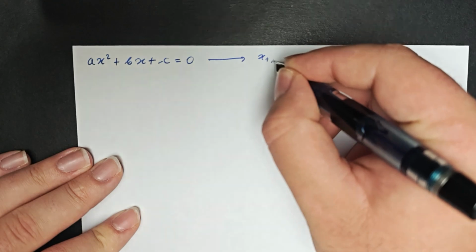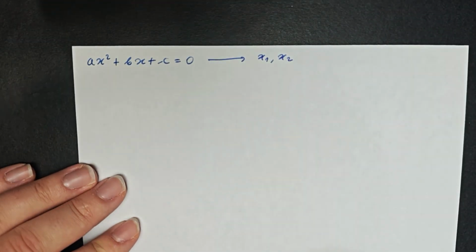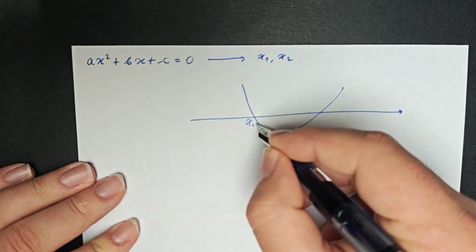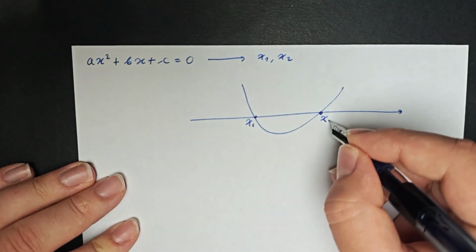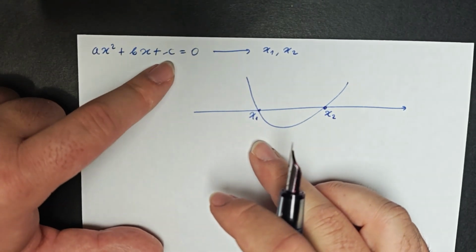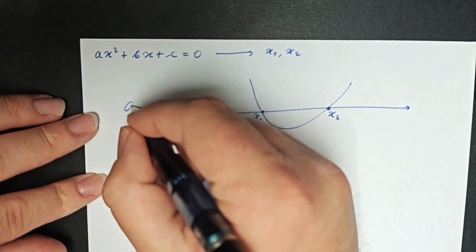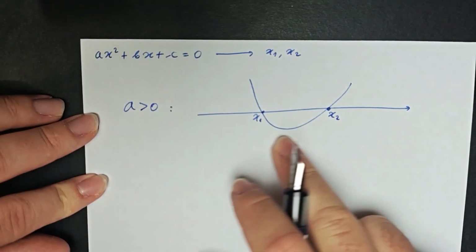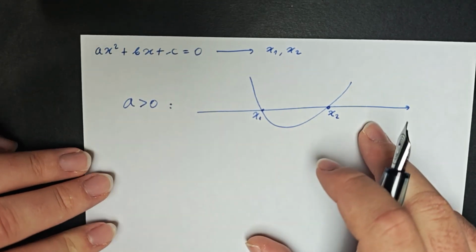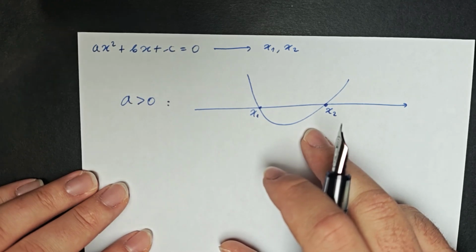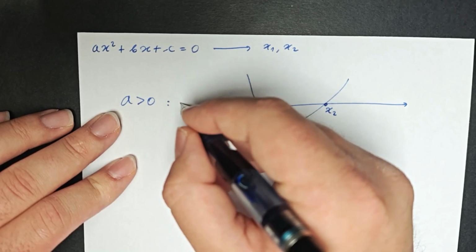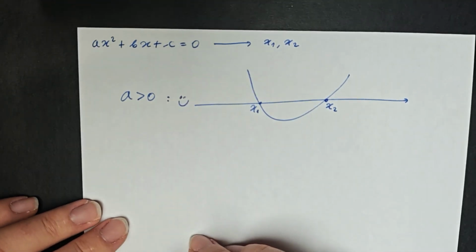Those are numbers x1 and x2. This is your parabola. This position here is x1 and this dot here is x2. So in ax squared plus bx plus c, if a is larger than 0, this is what your graph looks like. It looks like a smiley face, and that is how you can remember it. If a is larger than 0, you have a smiley face.